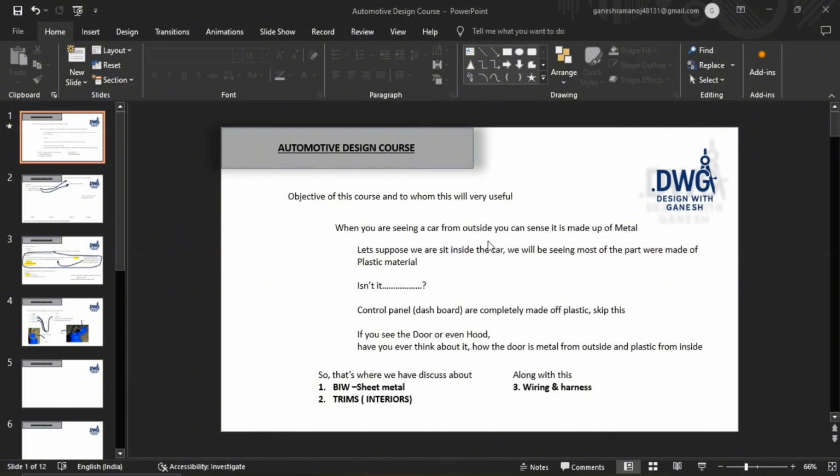Now, the outcomes of this course. What will you be packed with? You will be able to make trims, that means interior plastic parts, and you will be able to make sheet metal parts for the automotive industry. There is also a separate topic, wiring and harness, but it falls more under the scope of the electrical and ECA department, though mechanical professionals also do the same job. So we are not focusing on wiring and harness; we will focus only on the trims and BIW concepts.